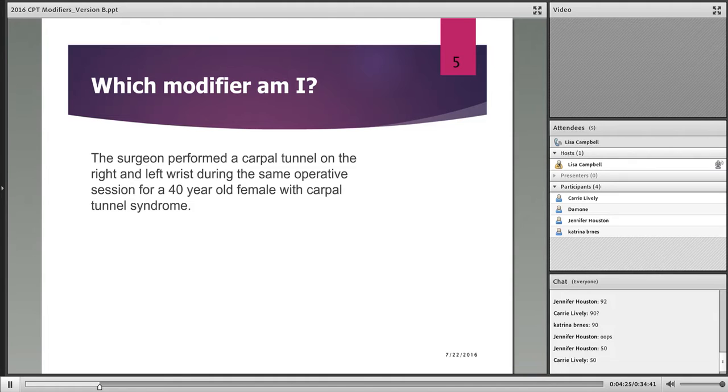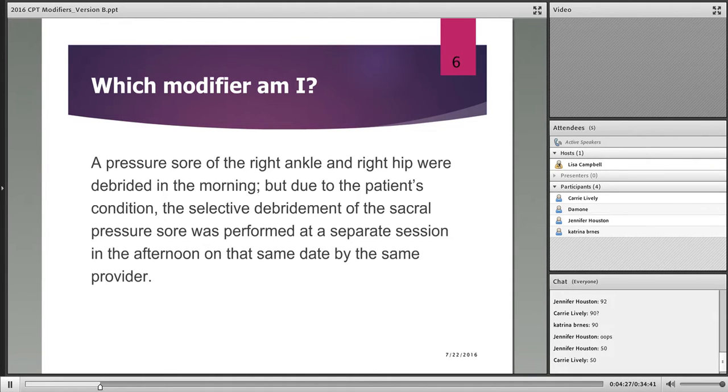That's correct. A pressure sore of the right ankle and hip were debrided in the morning, but due to the patient's condition, the selective debridement of the sacral pressure ulcer was performed at a separate session in the afternoon on the same date. So you want to tell the insurance company that these two procedures were separate and significant. What modifier would that be?